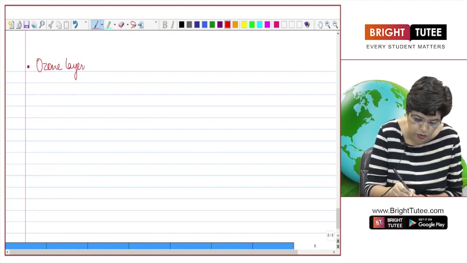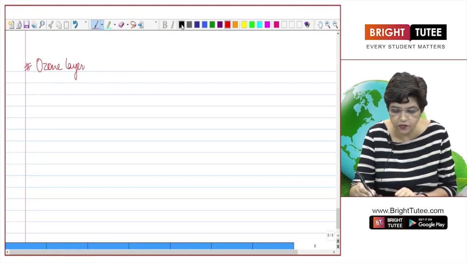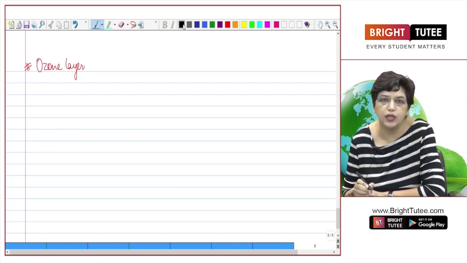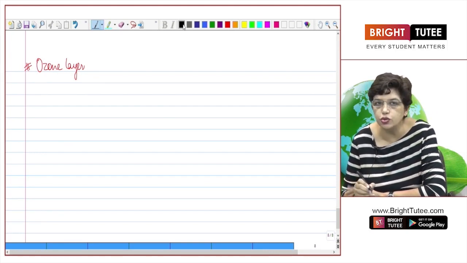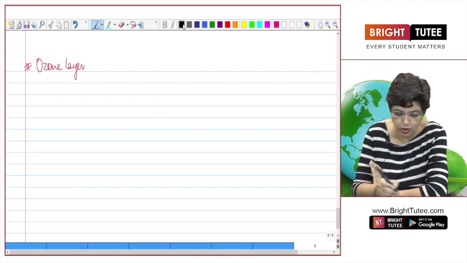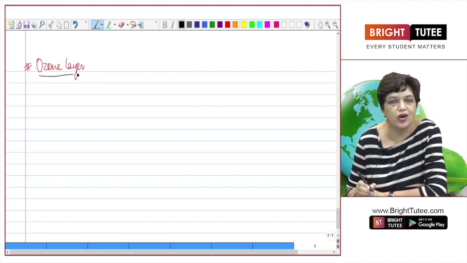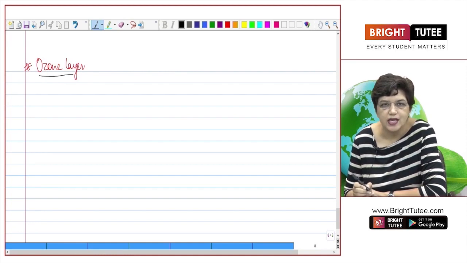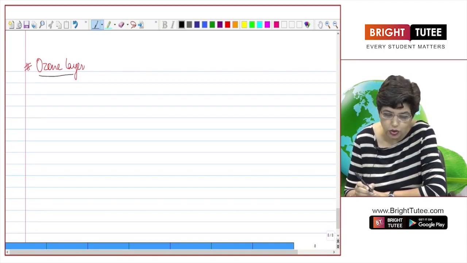Next topic is the ozone layer. So from this we have understood that human activities are actually harming the environment and the ecosystem. They are creating an imbalance. So under this chapter we will study two topics in detail. One is the ozone layer depletion and the second one is garbage disposal. So let us first concentrate on the ozone layer.